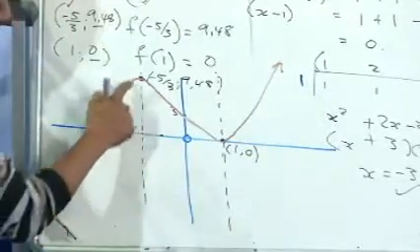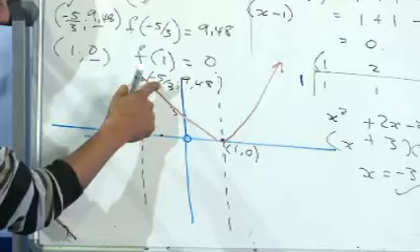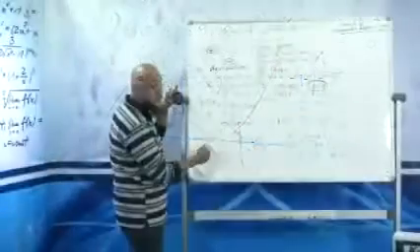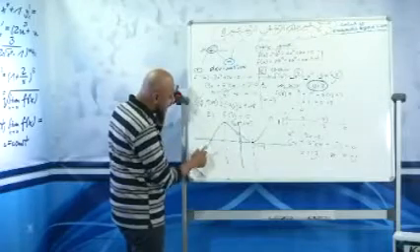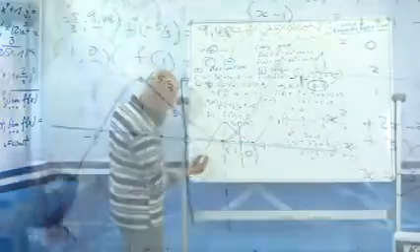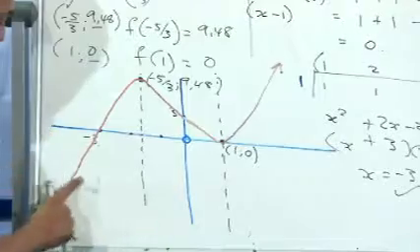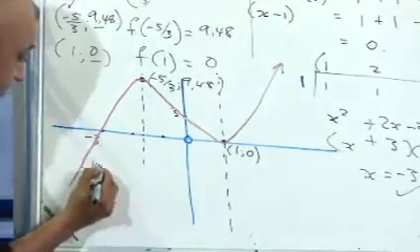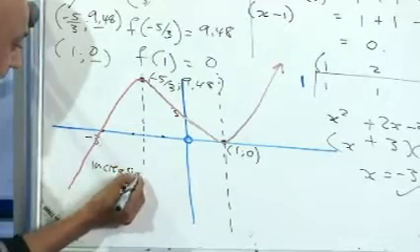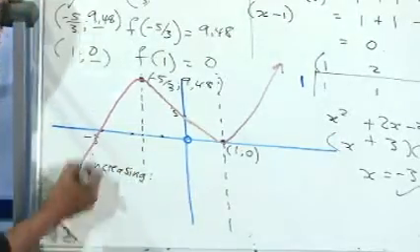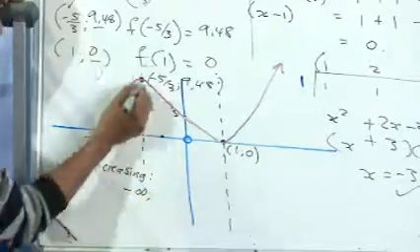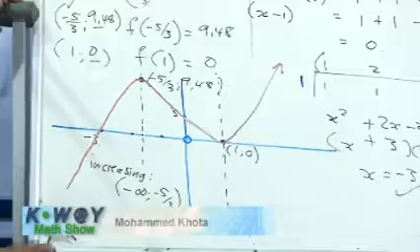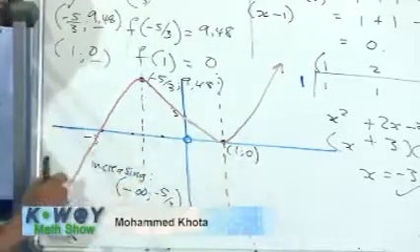So it's increasing from negative infinity up to minus 5 over 3, and this is an exam question. For which values of x is the graph increasing? It's increasing from negative infinity. So let's write it in a different color. All right, so it's increasing from negative infinity up to negative 5 over 3. That's the first part where it's increasing.